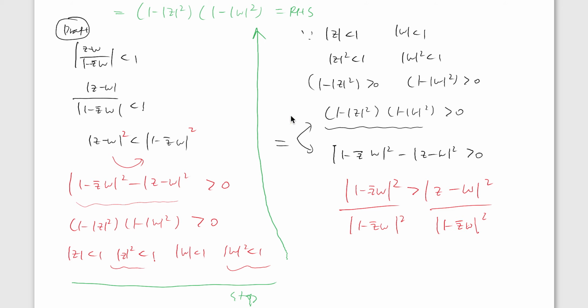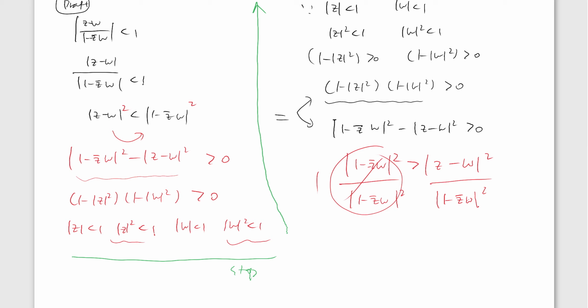Okay, and then this side just becomes 1, and then you just take a square root on both sides, and then we have the modulus of z minus w divided by 1 minus z conjugate w is less than 1. Okay, so that's the proper solution for this entire question.